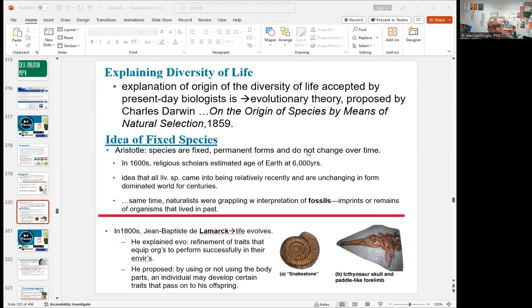Okay, and explaining diversity of life, evolution studies started before the 1800s. We have studies much before that, going back to Aristotle's idea of fixed species. According to Aristotle, species are fixed, permanent forms and do not change over time. But in 1600, the age of the Earth was estimated at about 6,000 years. But as naturalists started finding fossil records and showing data, that brought up new estimates. And in the 1800s, Lamarck also worked on this and proposed that by using or not using body parts, an individual may develop certain traits that pass on to the offspring.